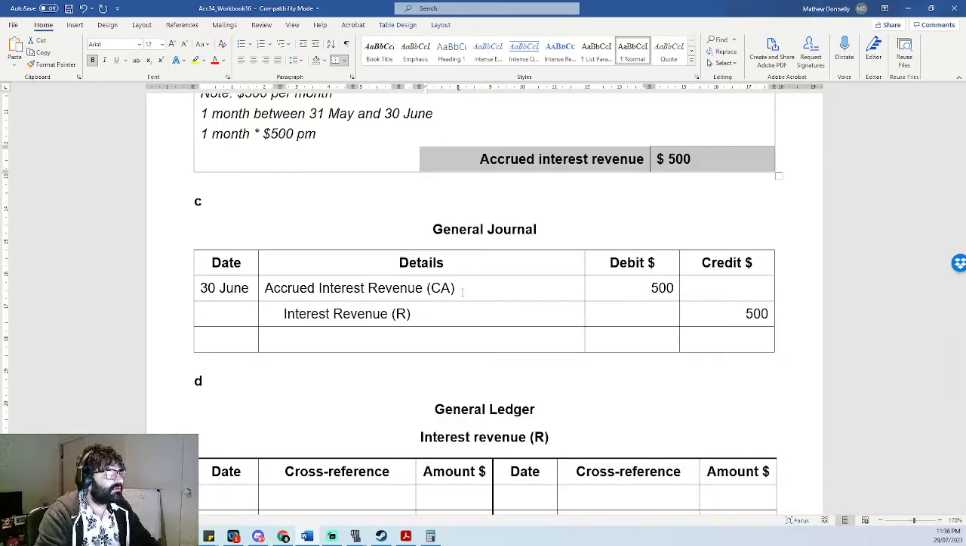So D, show how the interest revenue and accrued interest revenue accounts would appear in the general ledger of Diane's Delicacies as at the 30th of June 2025. I've lost my train of thought.